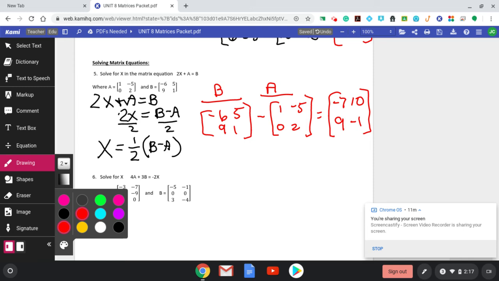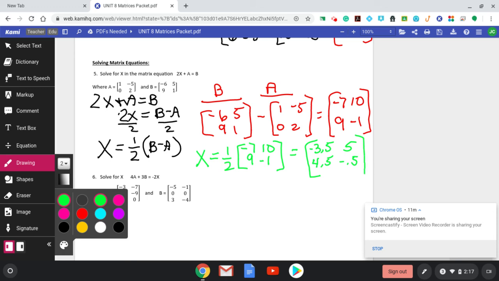All right, now I need to take that, and matrix X is going to be 1/2 times that matrix B minus A. And you are going to see you're going to get some decimals. It's fine. You can leave them as a fraction, whatever floats your boat. Okay, so it's -3.5, 4.5, and again, you can leave them as fractions. Feel free. 5 and -0.5. So there is matrix X.